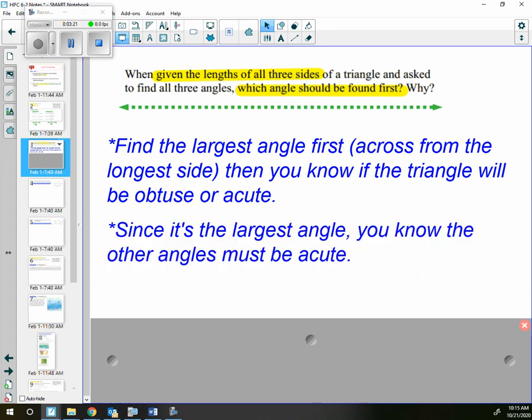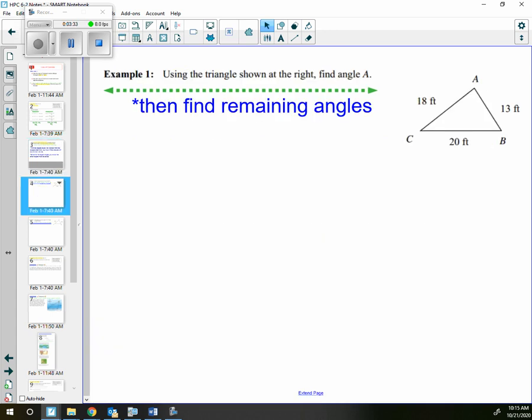Since it's the largest angle, you're going to know the other angles have to be acute. It just gives us a little bit more information. So if you have a side, side, side scenario, we want to make sure that we find the biggest one first. All right, so let's jump right into one of these.